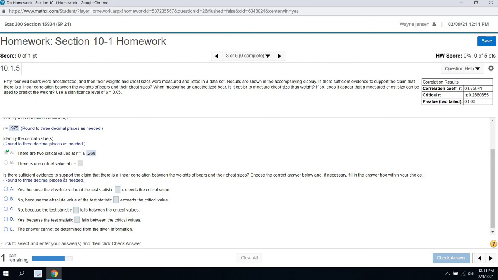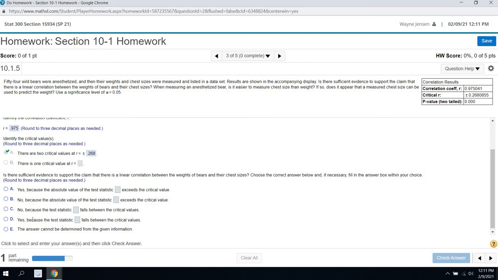Now, is there sufficient evidence to support the claim that there's linear correlation? Well, this is just what you were doing in 2.4. 0.268 is the benchmark, that's the critical value. Therefore, if I'm higher than that benchmark, closer to 1, then I have correlation. Well, 0.975 is closer to 1. So yes, because the absolute value of the test statistic exceeds the critical value.